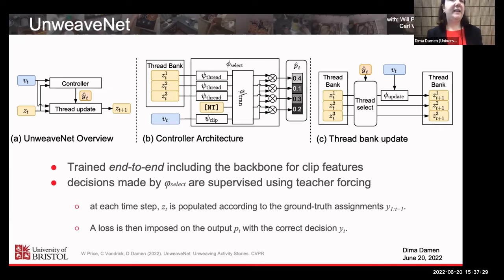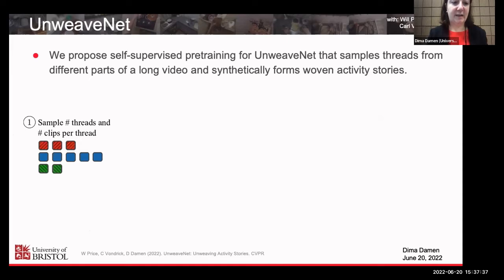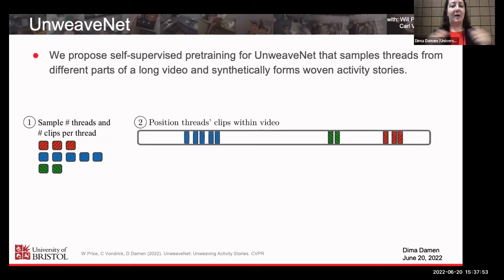When we realized we needed to train this end to end, we realized we will never have enough labeled data. And that's where we then relied on lots of synthetic data or self-supervision. So we propose self-supervised training for UnweaveNet that basically starts by saying, okay, let me invent a story that has 3 threads. The first thread has 3 clips, etc. We're inventing something, and then we're taking one video and positioning our invented stuff into the video, right?